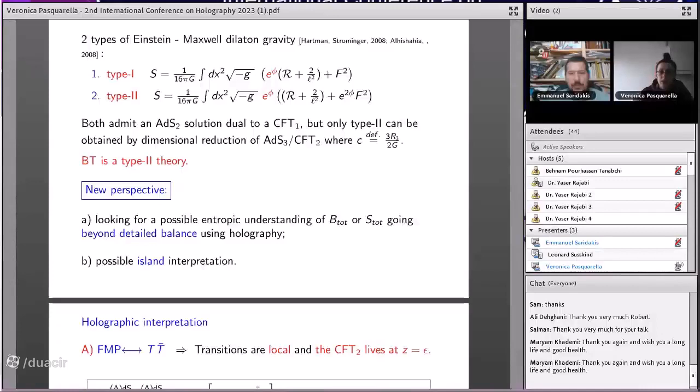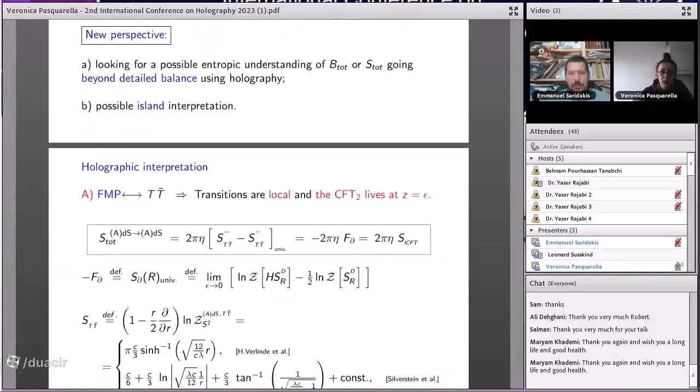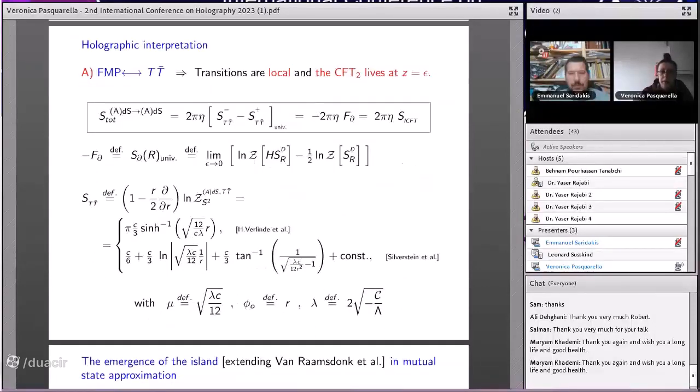So this suggests that there might be a new perspective of assigning an entropic interpretation to the action itself, rather than resorting to detailed balancing to do so. And I'll also show now where the possible island interpretation emerges. Now, FMP, the Hamiltonian method, allows us to determine a final result of the transition, so the total action, which can be recast as the difference between two TT-bar deformed CFT entanglement entropies, which in turn is equal to the difference of the boundary free energy, as I was mentioning earlier in the Casini-Huerta-Myers prescription.